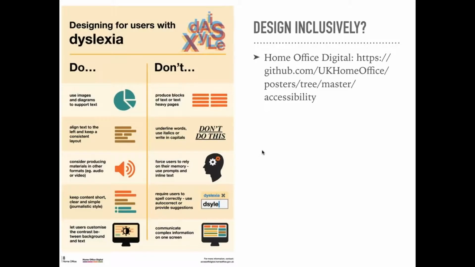Additionally, one thing that does not get covered very often when we talk about disabilities are cognitive ones. And here are some specifics about setting stuff up for those with dyslexia. So if you have images and diagrams, definitely use them. Use a consistent layout. Make it possible that there are audio files to perhaps listen to. Keep your content short, clear, and simple. And don't try to put everything on one screen.